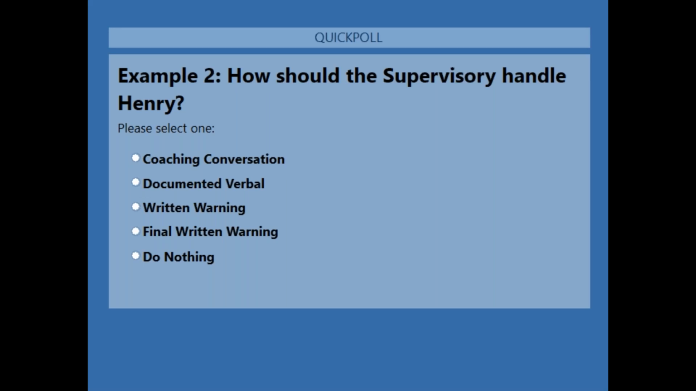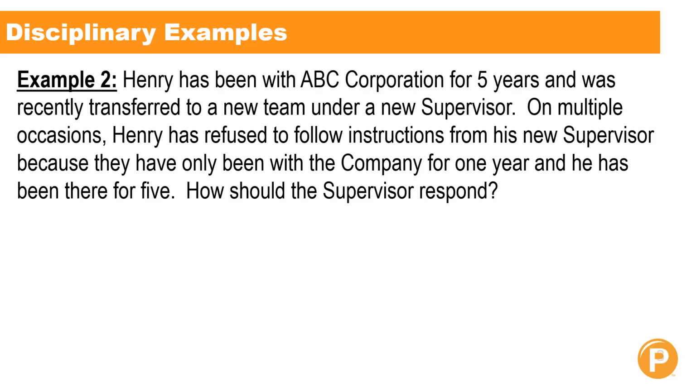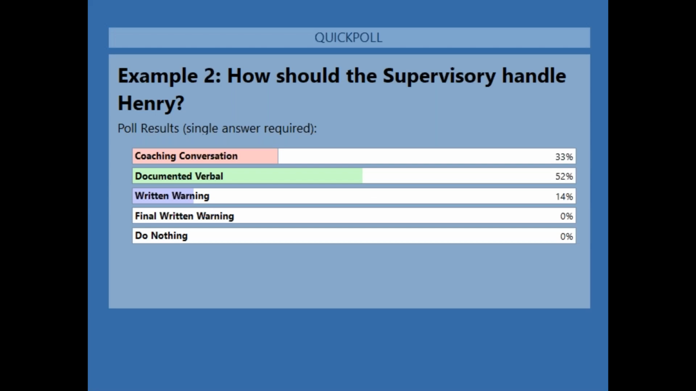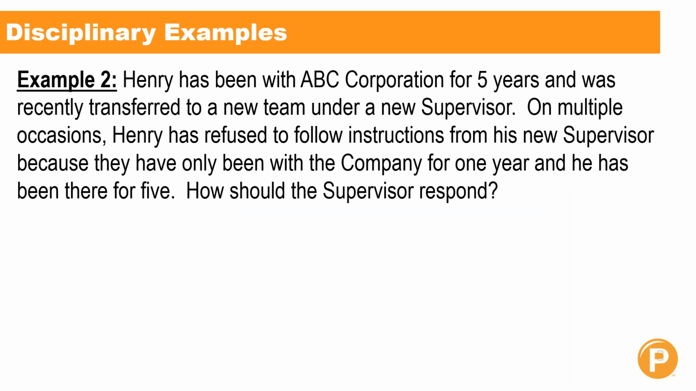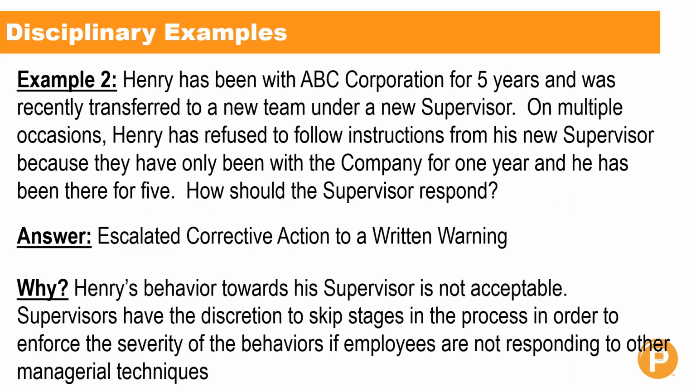All right, we got quite a few votes in on this one, a little bit more participation, so we have some strong opinions here. All right, so it looks like we're a little bit split actually. The vast majority of you said we should move to a documented verbal, a couple of you said a coaching conversation, and a little less than 15% of you said we should do a written warning. So let's go ahead and check out what the recommended answer is and why. The recommended answer for this situation is actually an escalation to a corrective action written warning level.